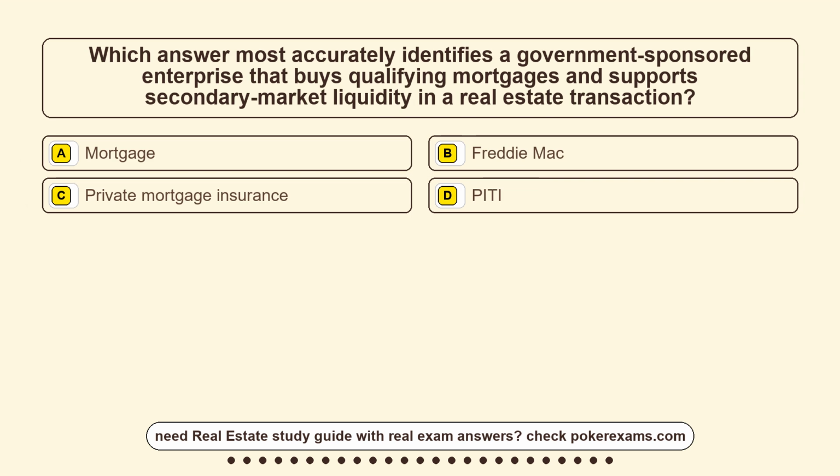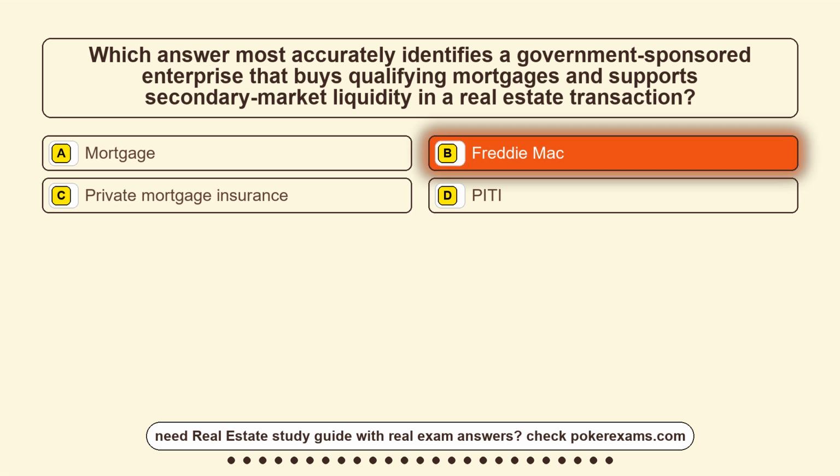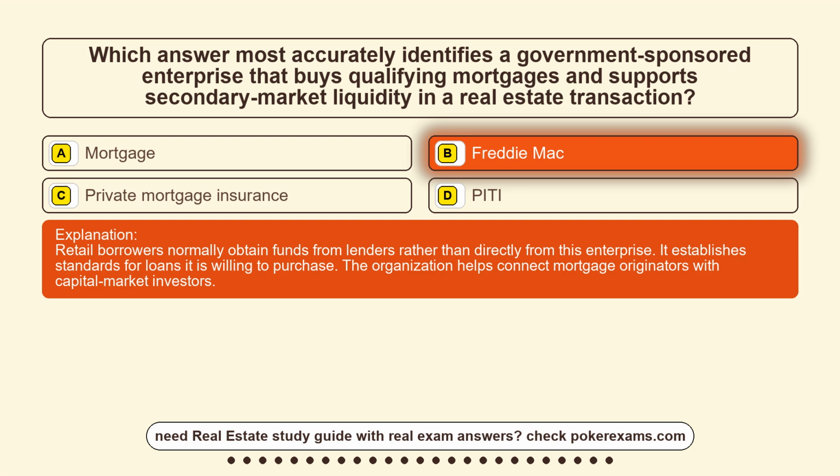Question 20. Which answer most accurately identifies a government-sponsored enterprise that buys qualifying mortgages and supports secondary market liquidity in a real estate transaction? Option A, mortgage. Option B, Freddie Mac. Option C, private mortgage insurance. Option D, PITI. The correct answer is option B, Freddie Mac. Retail borrowers normally obtain funds from lenders rather than directly from this enterprise. It establishes standards for loans it is willing to purchase. The organization helps connect mortgage originators with capital-market investors.